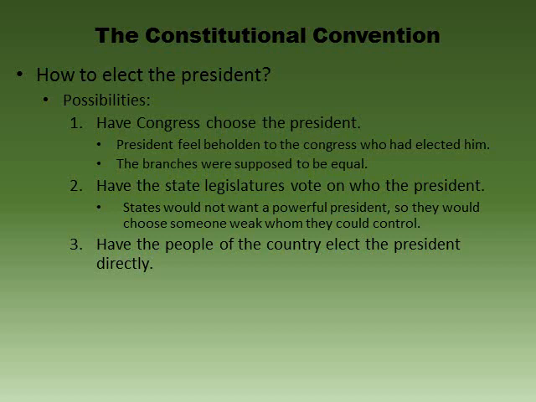A third possibility, and probably the most obvious to us, is, well, let's just have the people of the country elect the president directly. That also had problems with it, too.